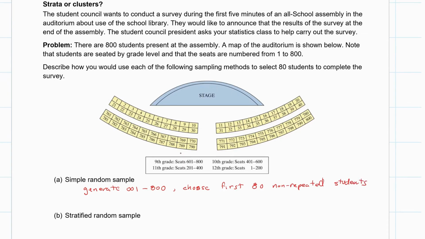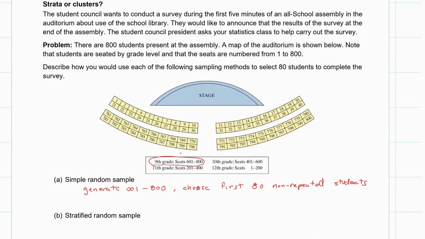Okay. And again, what's the upside here? Well, it's relatively easy to do. By the way, we could also just put all 800 students' names into a hat, need a really big hat, and then mix it well and choose the first 80.